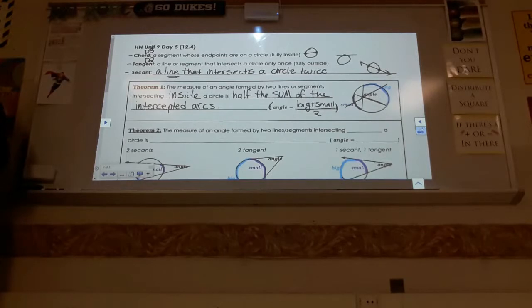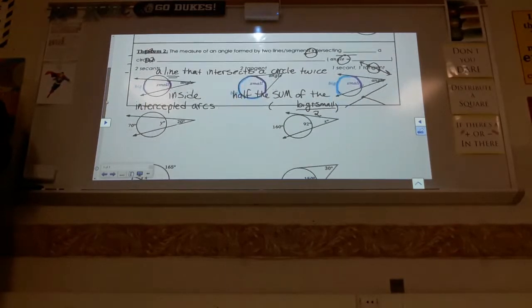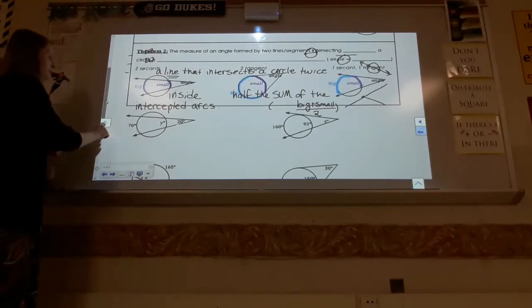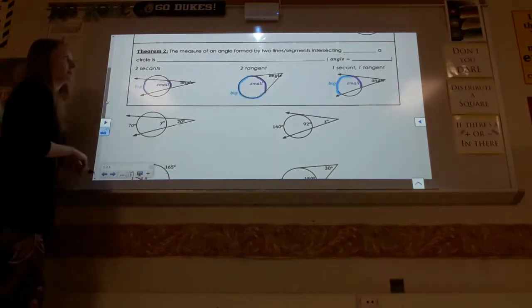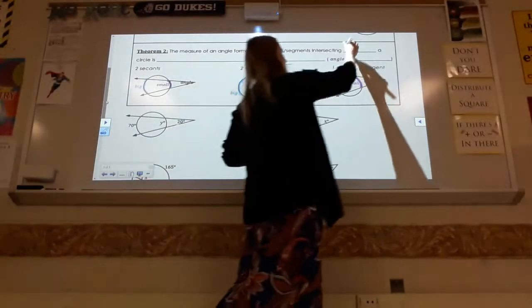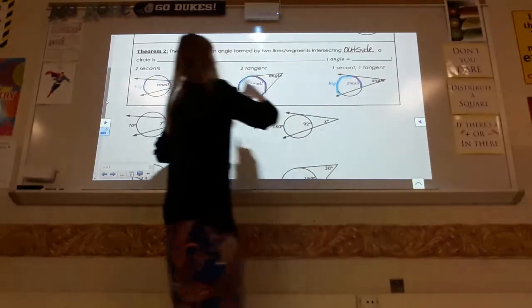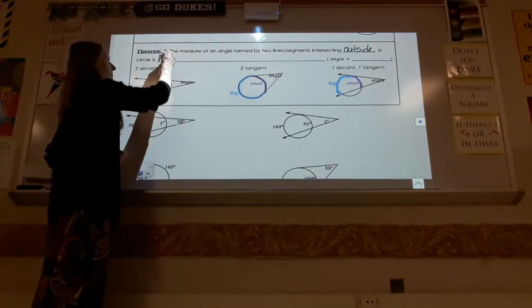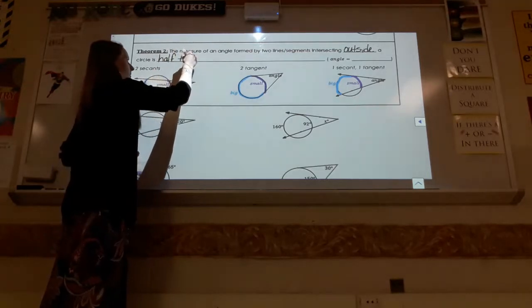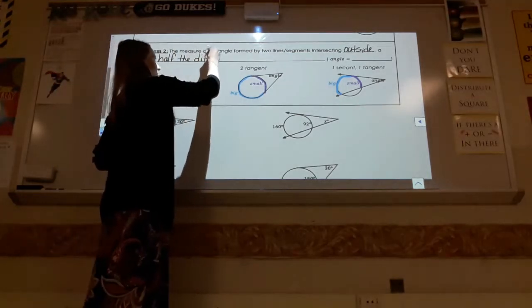What do you think happens when the angle is outside? You're subtracting. Same idea. So this time, if you have lines or segments intersecting outside of a circle, the angle is equal to half the difference of the intercepted arcs.